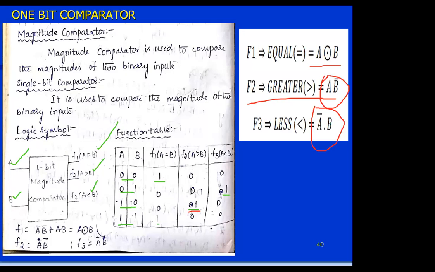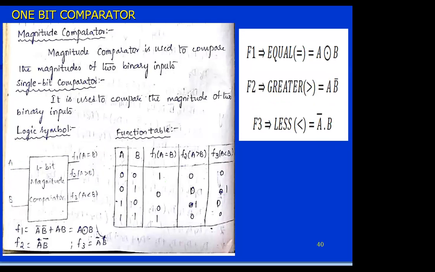We are going to perform comparison between A and B. When comparing, we are checking the three conditions: A equal to B, A greater than B, A less than B. A equal to B is the exclusive NOR operation. A greater than B is A into B bar. A less than B is A bar B.